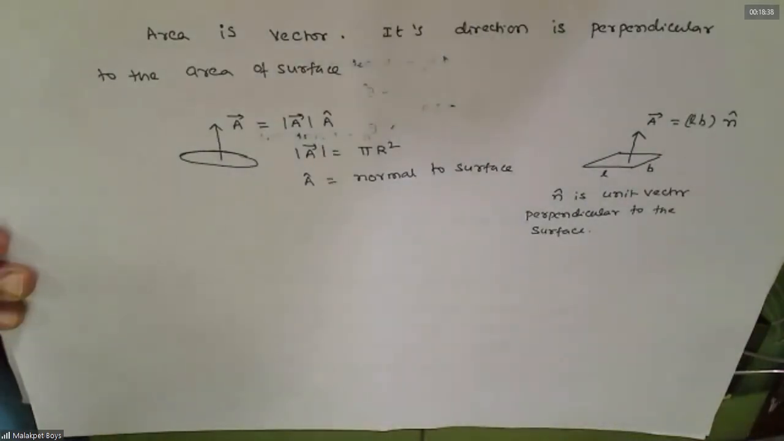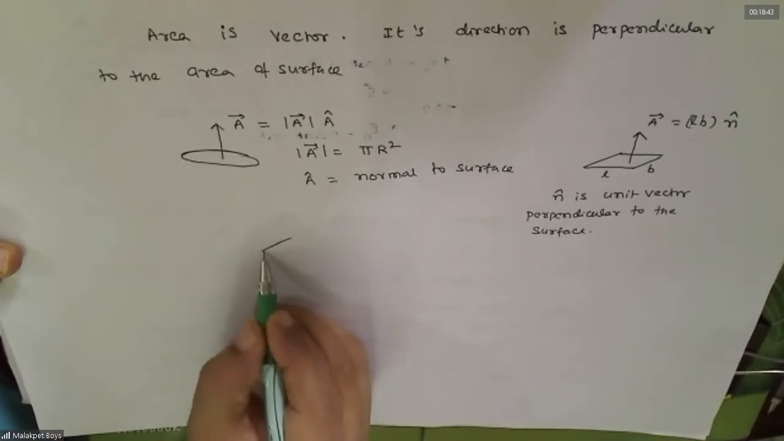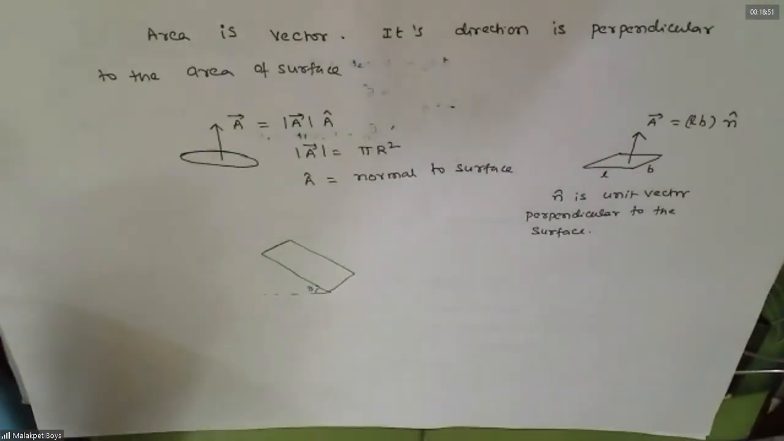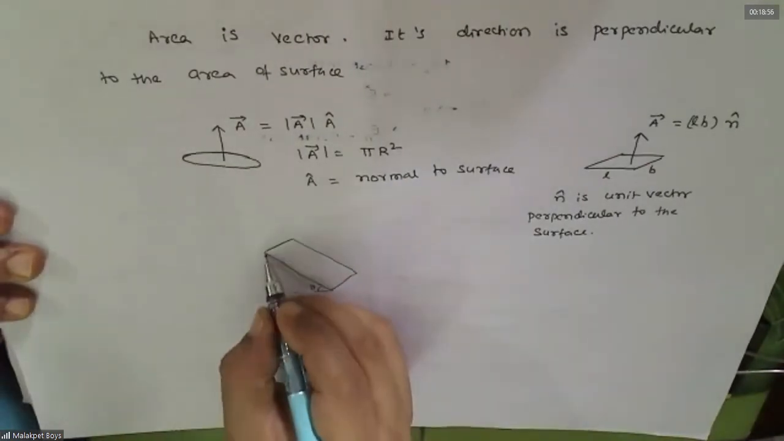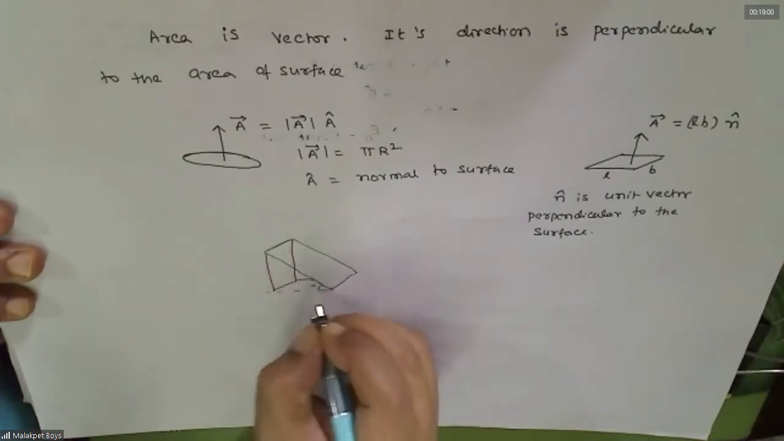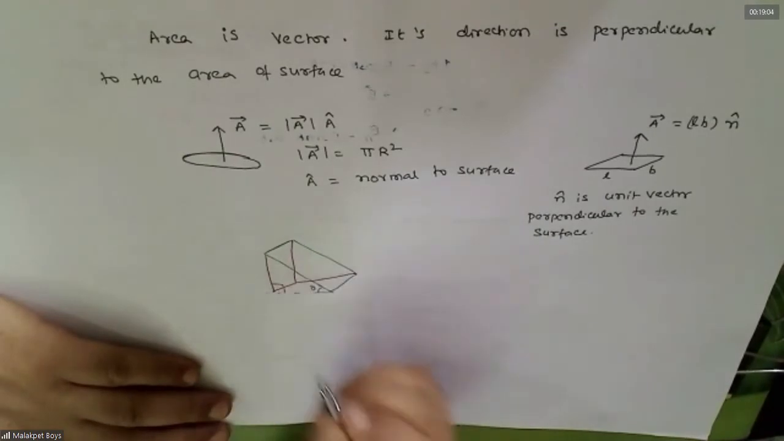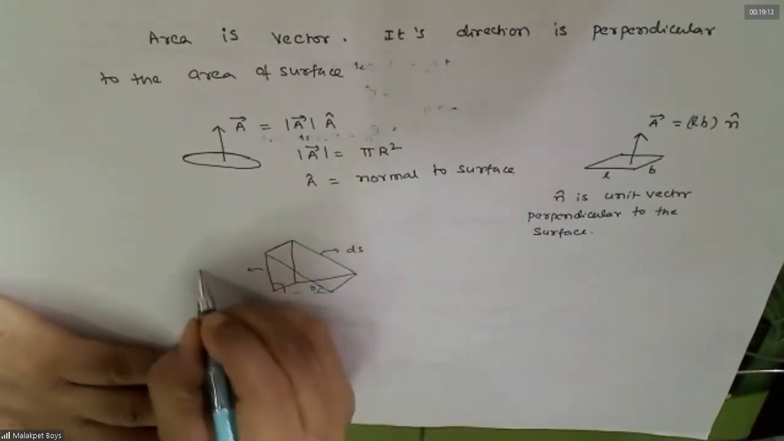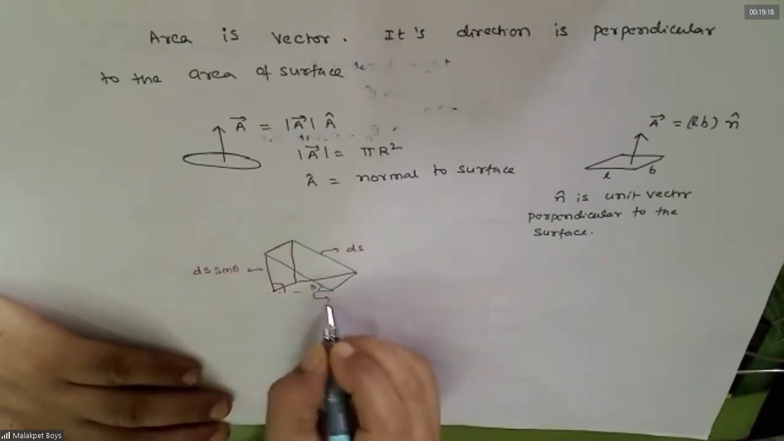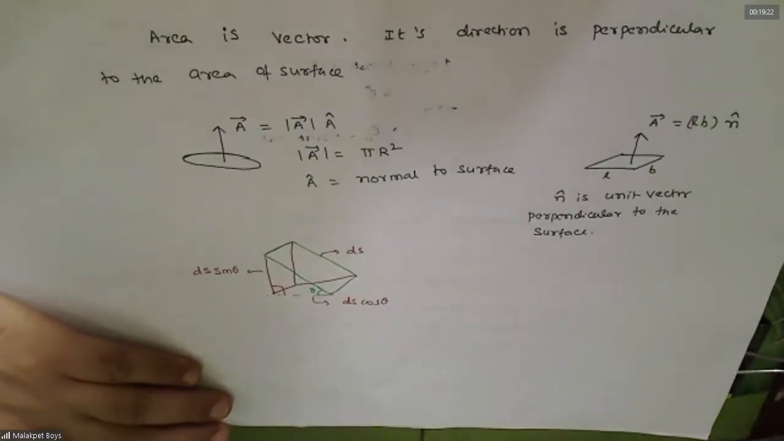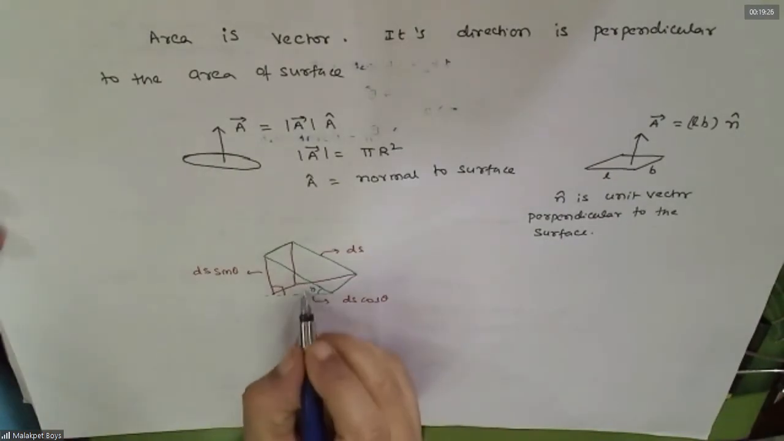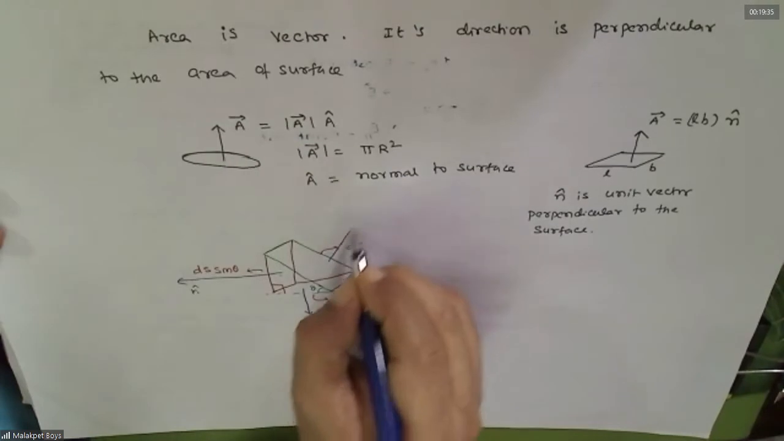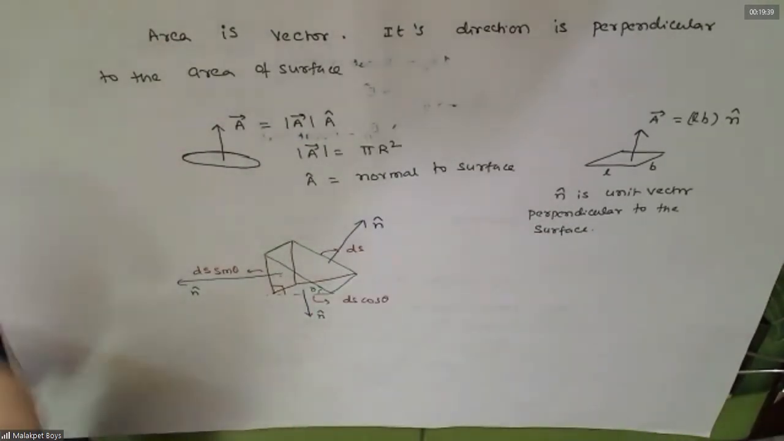Now, how to resolve an area? Suppose this is one area, some area. Say this makes an angle theta with this. You can resolve this area into perpendicular components. One is this, the second one is this. Remember these are perpendicular. Now suppose this is theta and this area is ds. Then what will be this area? ds sin theta, and this is ds cos theta. The direction of this is this way, and the direction of this is n cap. Understood this?